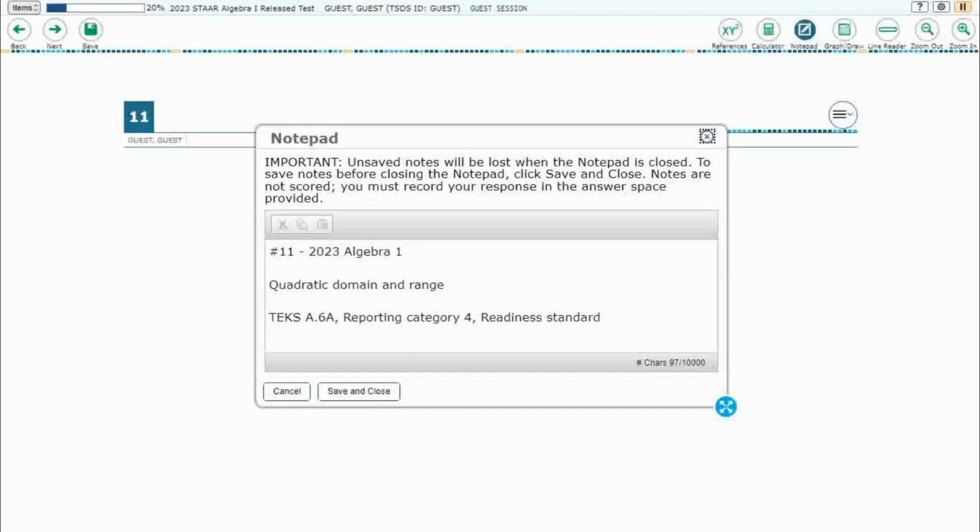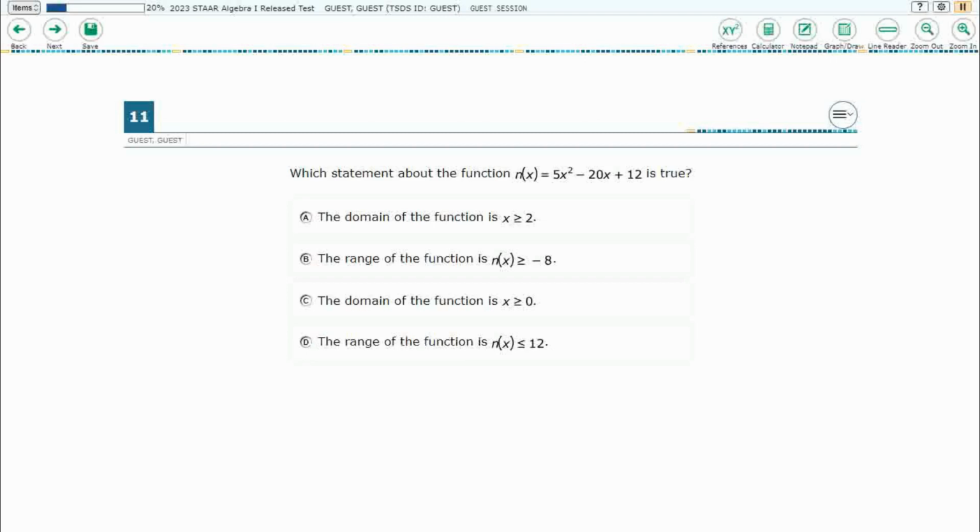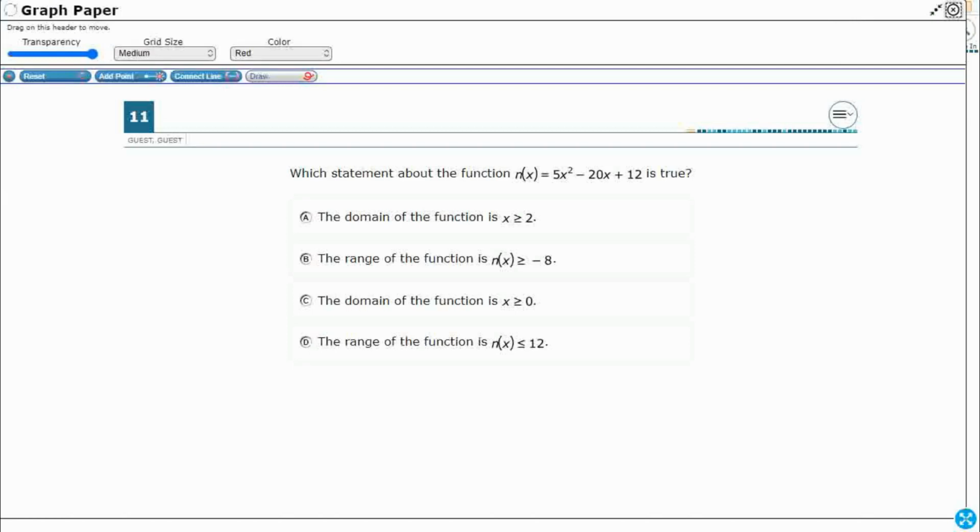So for problem number 11, we are looking at quadratic domain and range. This is TEKS 8.6a in reporting category 4. This one is also a readiness standard. We're looking at a quadratic function here, and what we need to do is look at the domain and range.